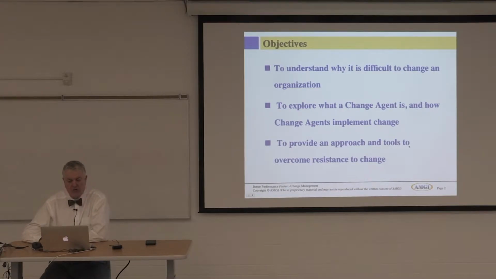Objectives. To understand why it is difficult to change an organization. We've been through this, so I will not dwell on that. To explore what a change agent is and how a change agent implements change, to provide an approach and tools to overcome resistance. I'm going to tell you that in APS 1013, I think it's around about module 11 or 12, I went into this in depth, where you're looking at socio-political systems and socio-political techniques in order to manage and implement change.